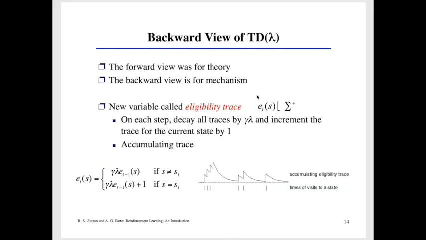Luckily, someone came up with a trick for doing it in the reverse way, but it means we have to introduce a few more Greek letters. We're not going to quite use up the entire alphabet yet, but we're getting closer. So this will be the backward view of TD lambda.